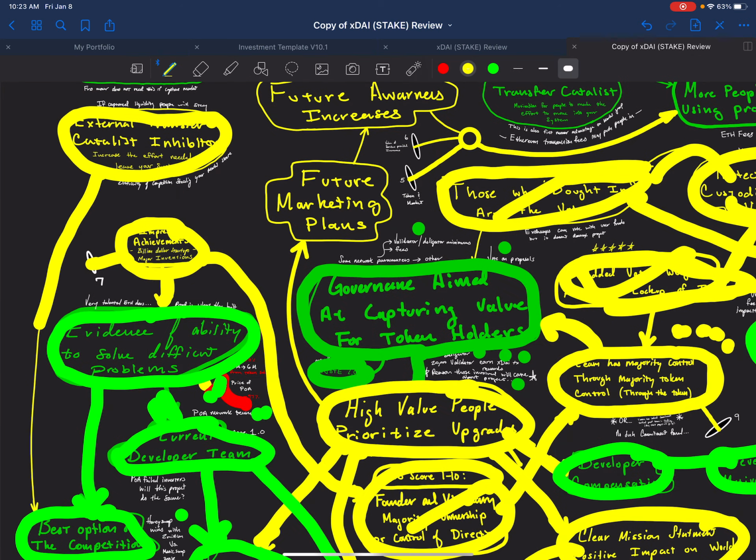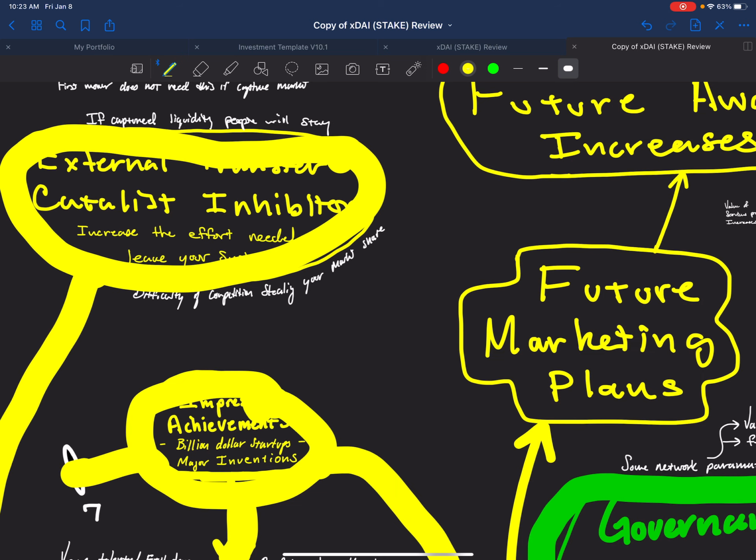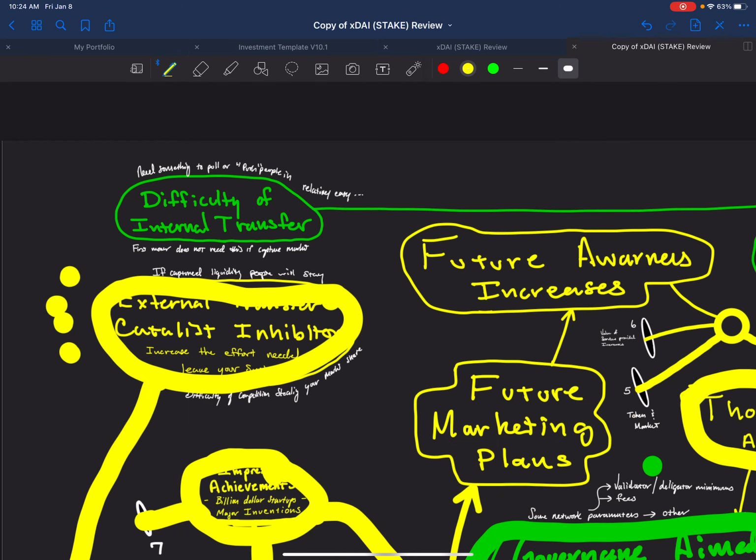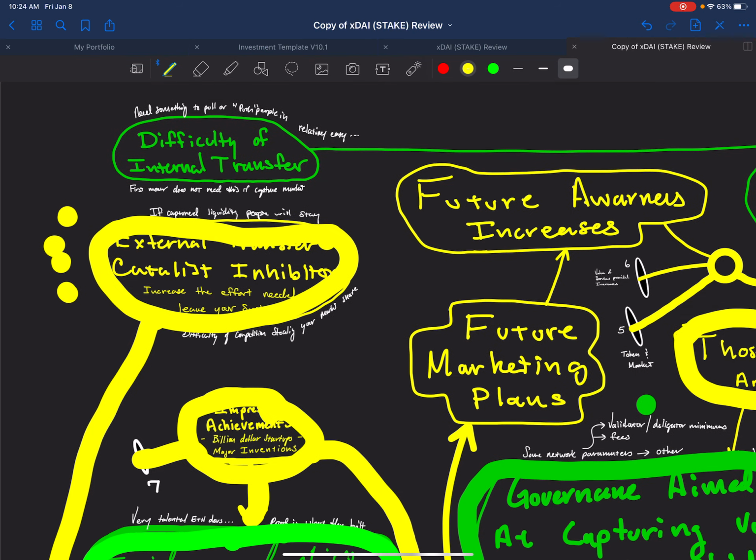I put this as neutral. What this is, is the external transfer catalyst inhibitor, how difficult it is for people to leave. If they actually capture liquidity in HoneySwap, I don't think people will go back to Ethereum, because they don't want to be in a high fee environment. If they get that privacy solution, people will probably stay. Once people get somewhere, they're usually comfortable, just like people are comfortable on Ethereum and don't really leave it. It takes a lot to convince people to leave a system once they're already involved in it.